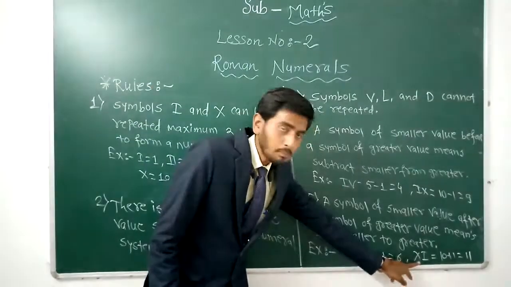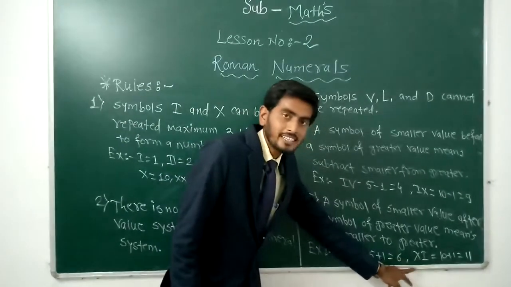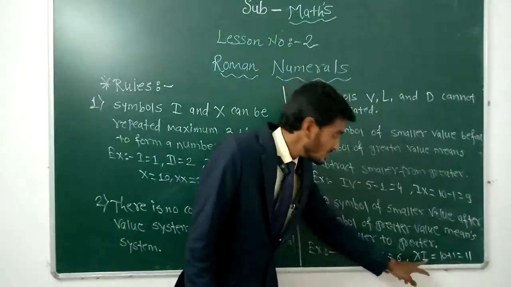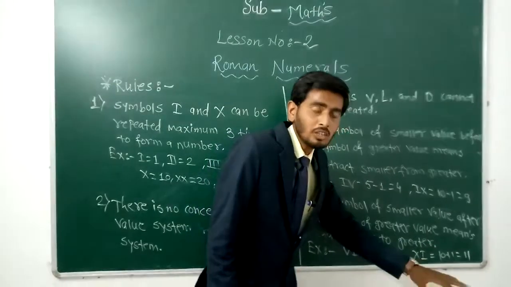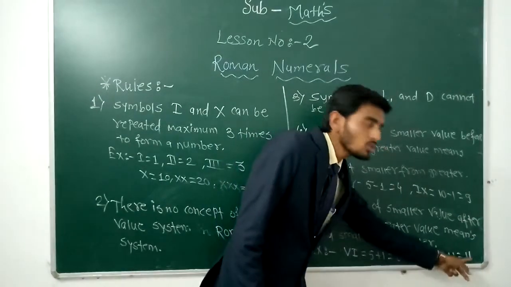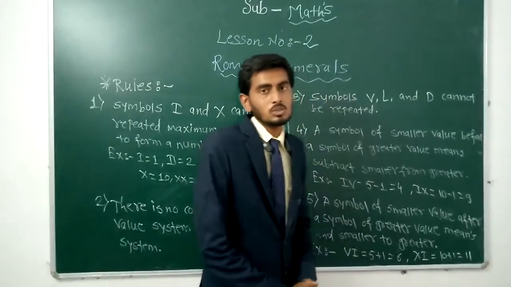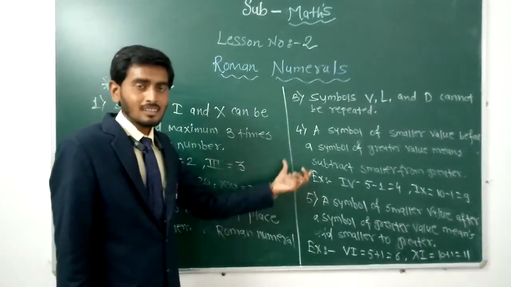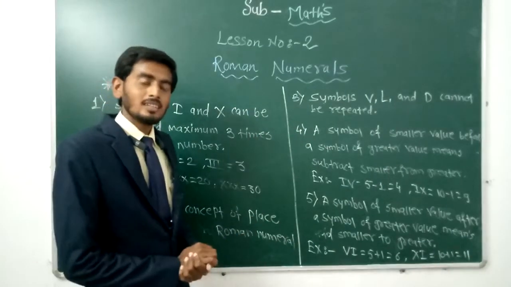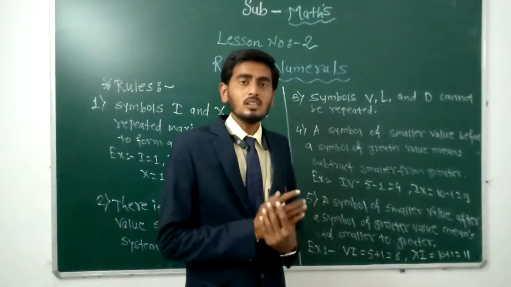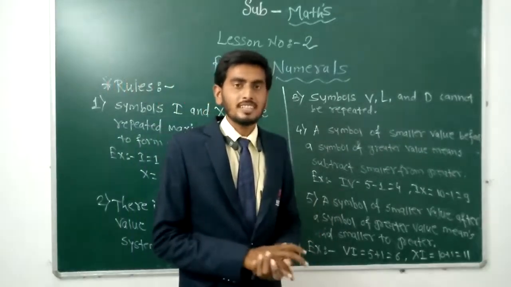Take a second example, XI. X is the greater value and I is the smaller value. We simply add the smaller value to the greater value: 10 plus 1 is equal to 11. So students, understand all these rules, and in the next period we will build Roman numbers up to 39.